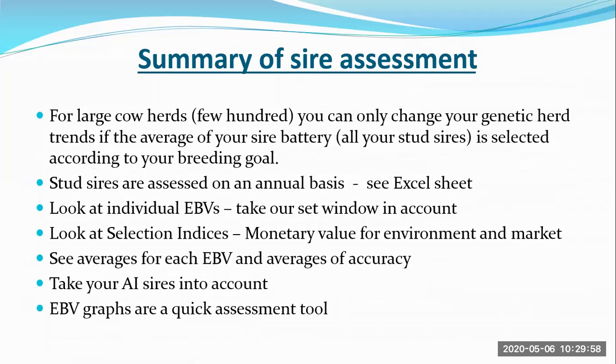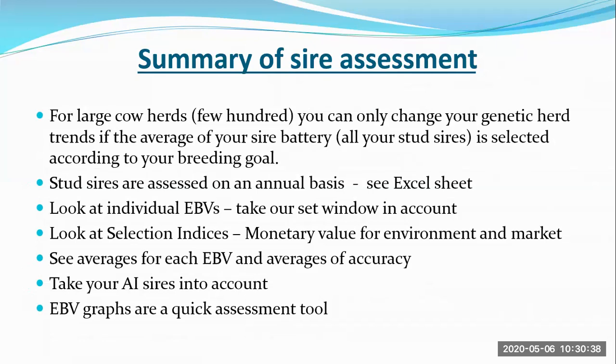Okay, now we come, these were the cows. Now we come to the sires. If you've got a large number of cows and you want to change the genetic trend of the herd into a certain direction, you can only do it with your sires. And it's not only with one sire, it's all your sires, your battery of sires, that collection selected to achieve your breeding goal. These stud sires are assessed on all the breeding values.